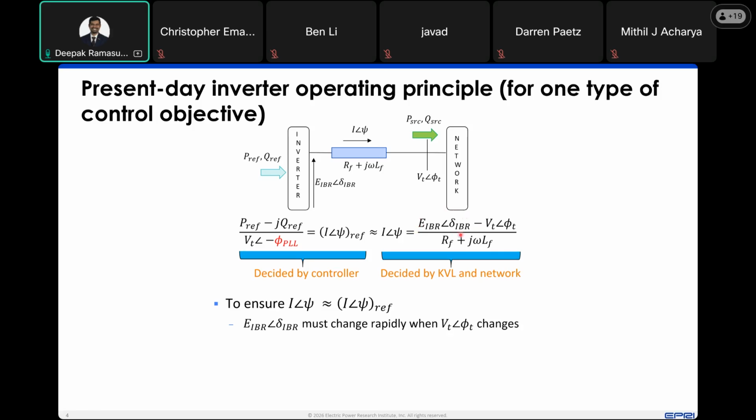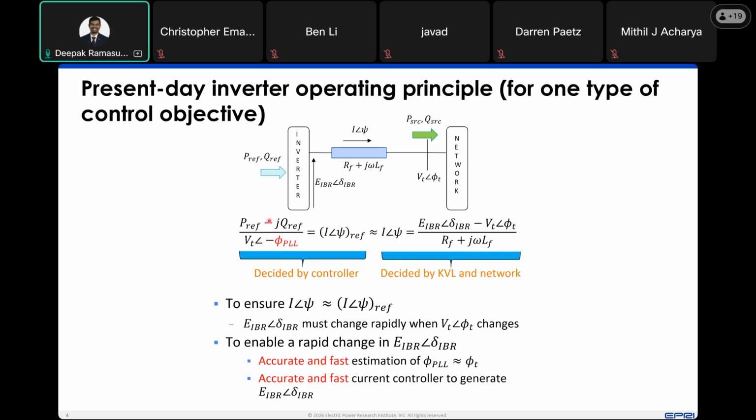The voltage source of the inverter is developing a voltage in order to ensure that the current is meeting the current reference, which is governed by the active and reactive power reference that it needs to inject into the network. And in order to ensure that this voltage changes fast, the inverter controls need to estimate the angle of the grid fast, and need to ensure that there is a fast enough current control loop that can help change this internal voltage.